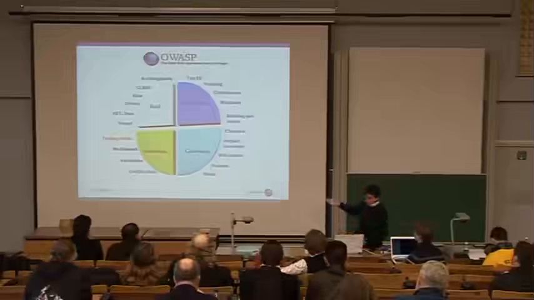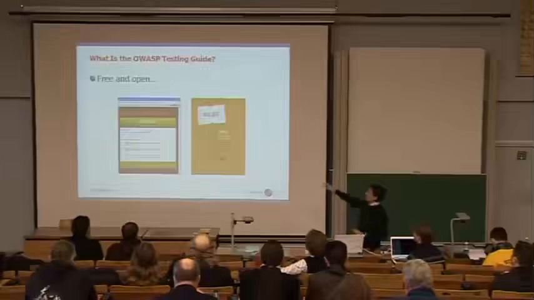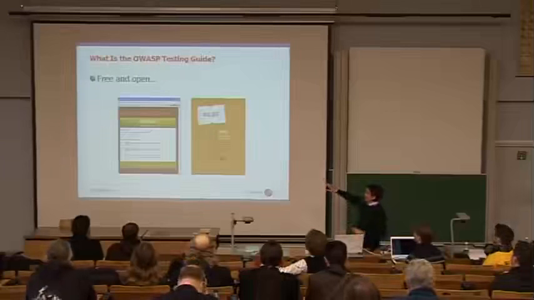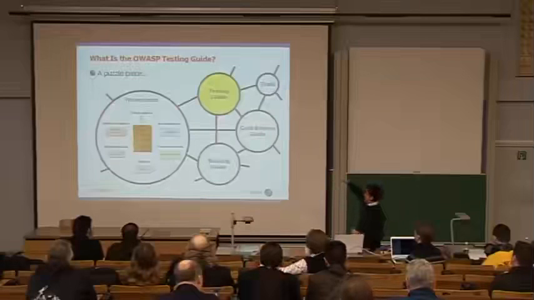Then we do validation and certification, but these are new items. The Testing Guide is free and open. We use Creative Commons, so everything is open and free. You can download everything we do. It's just a piece of a puzzle. You can see there are a lot of tools, and there is the Building Guide, the Code Review Guide, and the Testing Guide.